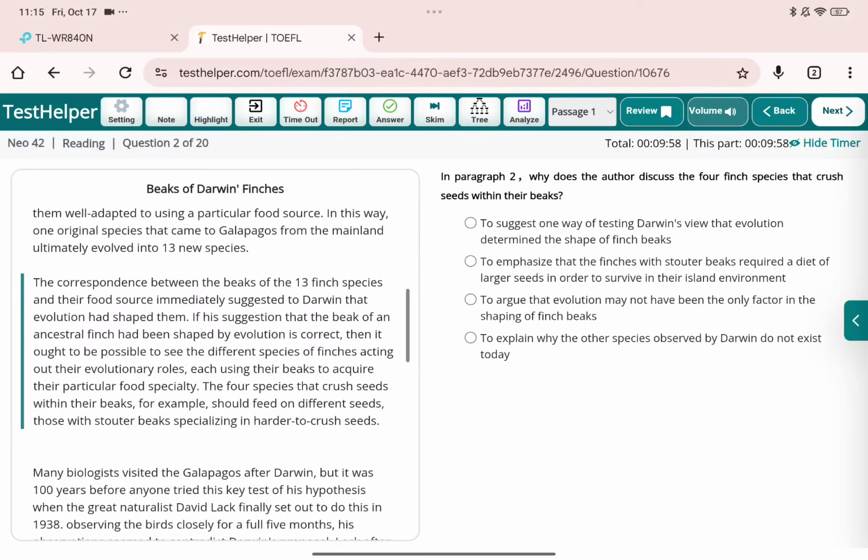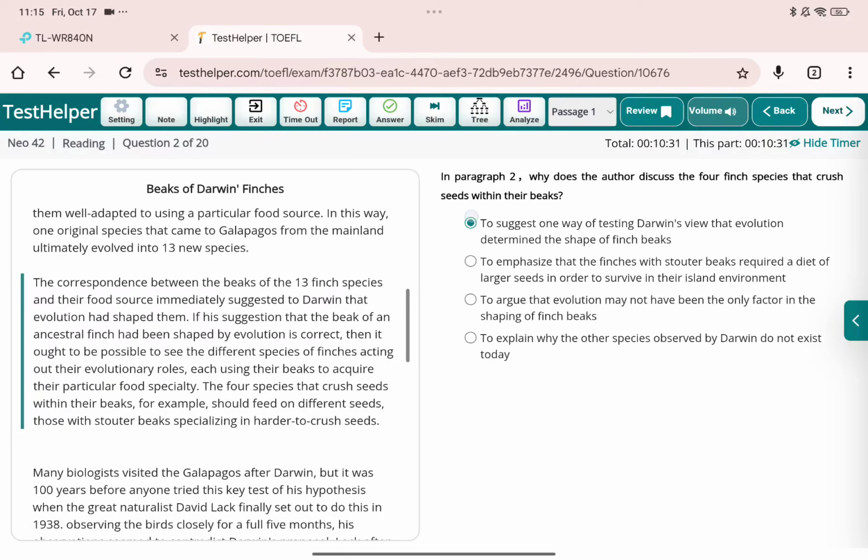Option C: To argue that evolution may not have been the only factor in the shaping of finch beaks. Option C is also wrong because the paragraph supports Darwin's theory, not argues against it. So that's why we also remove option C. Option D: To explain why the other species observed by Darwin do not exist today. This is wrong because the passage never says any species disappeared.